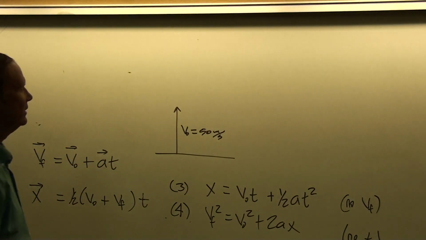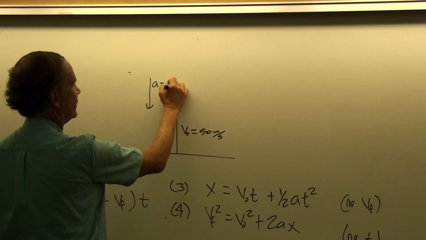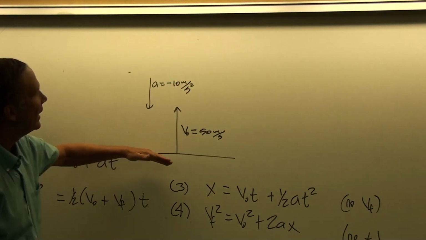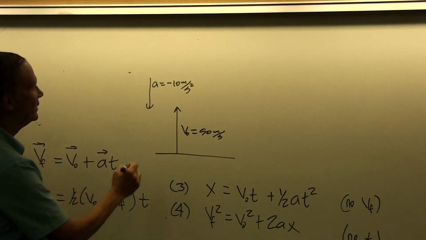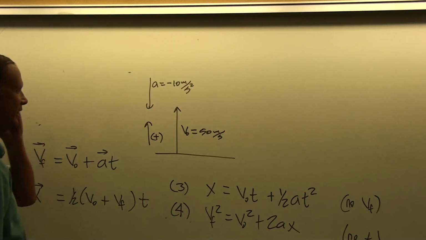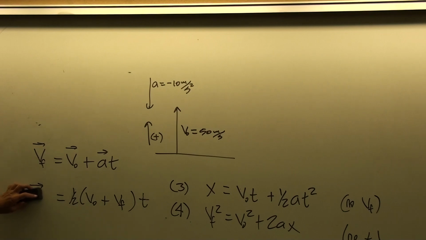And this is under the influence of gravity. And so the acceleration we could write as minus 10 meters per second squared, because we know the object will first be slowing in the positive direction and then speeding up in the negative. I can then define a positive direction as being up. And the only thing I have to do with these equations is change the x's to y's.